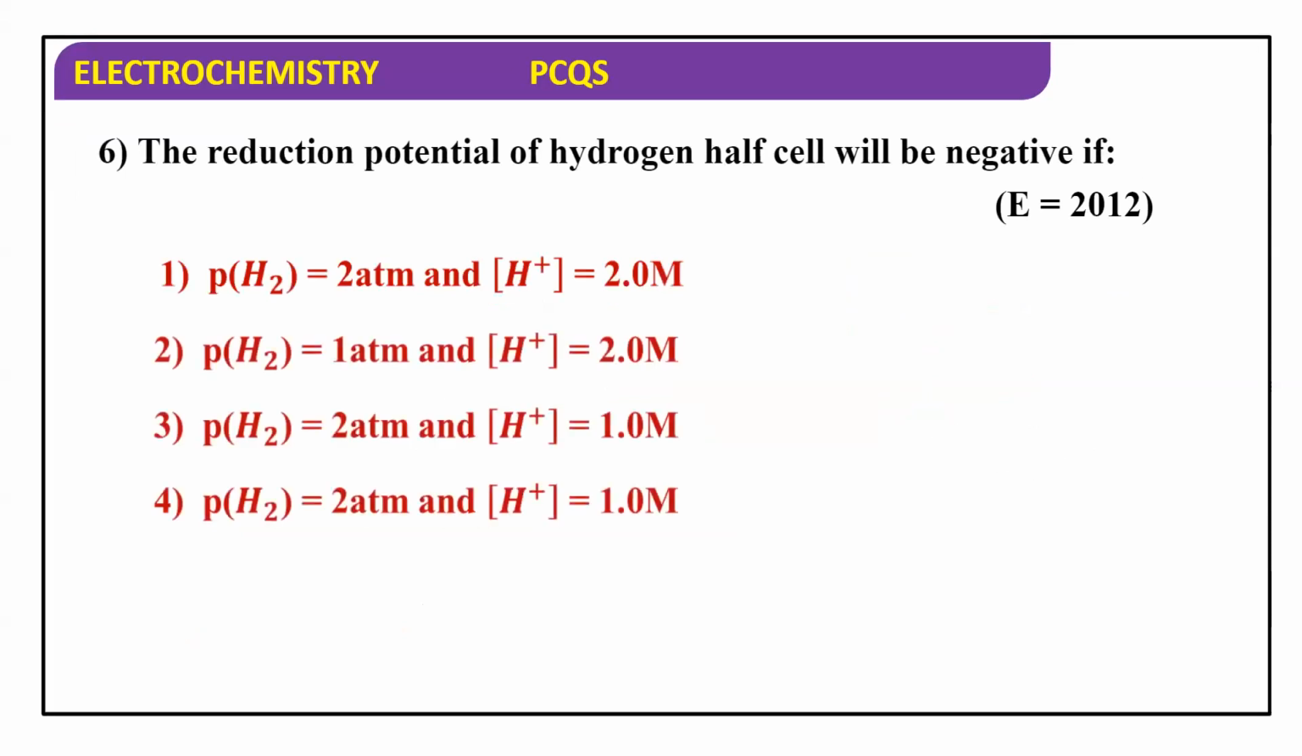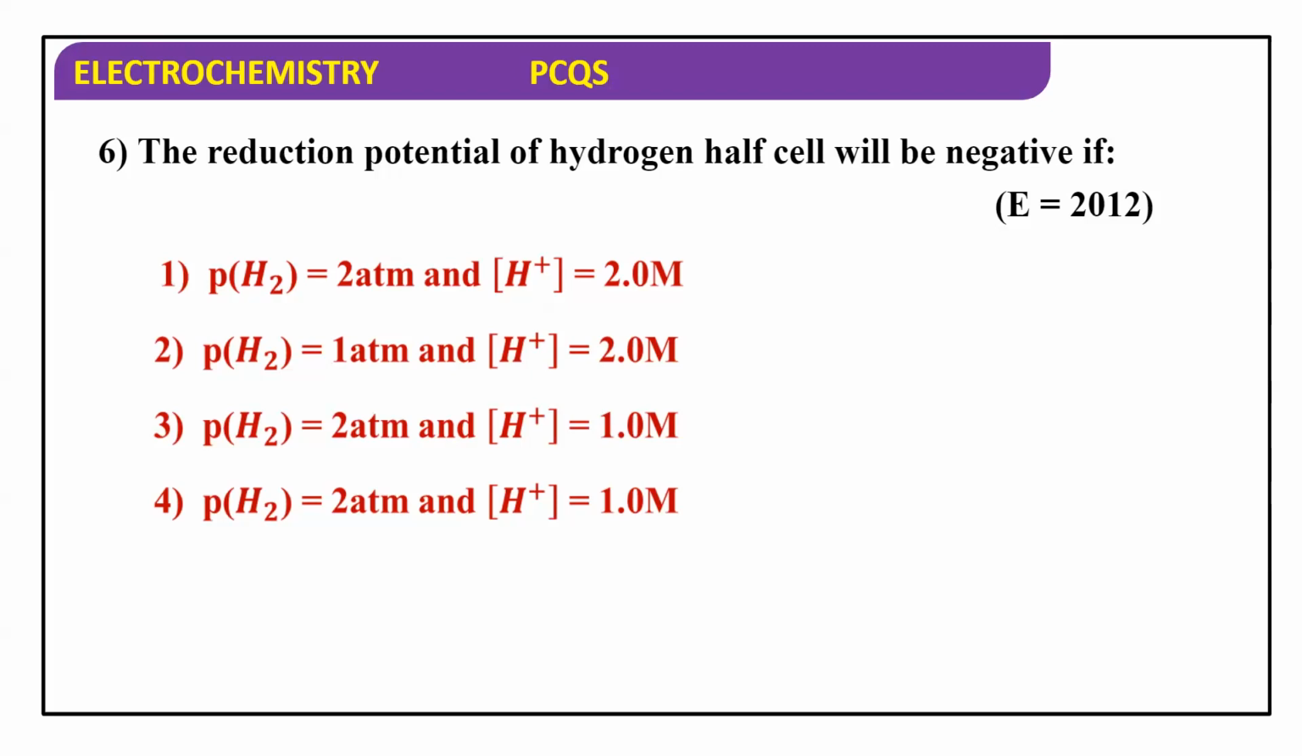बताइए जरा. The reduction potential of a hydrogen half cell will be negative if what reduction potential, तो reduction कराइए hydrogen half cell का. Reduction should be occurring in that particular cell. और फिर उसका Nernst equation लिखिए. And if you write the Nernst equation, in what case the EMF of the cell is going to be negative?